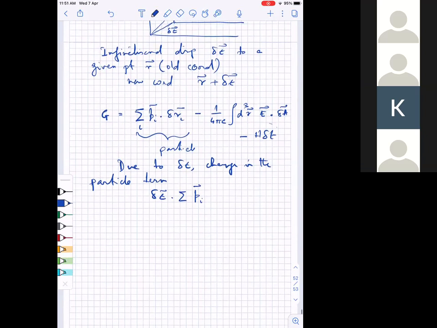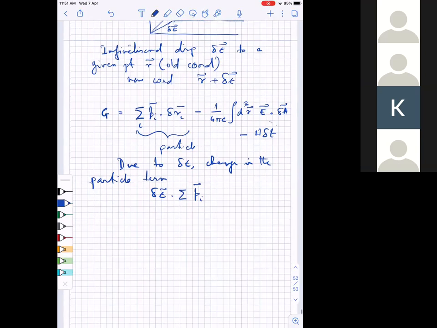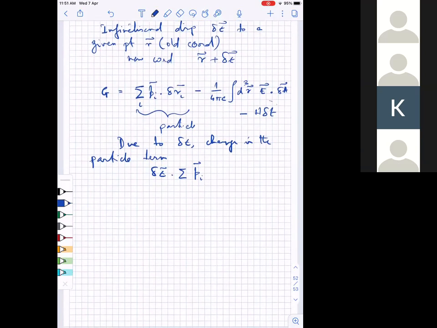However, there is a change in the second part of this G, which is the one with the vector potential delta A. So there is a change in delta A due to this infinitesimal transformation delta epsilon. So we have to find what this change is and then put it back over here.